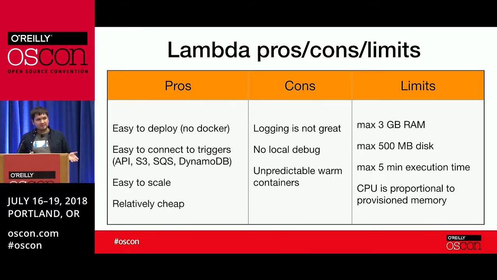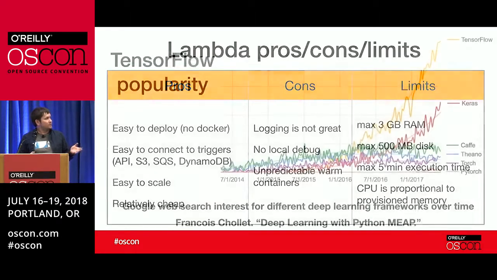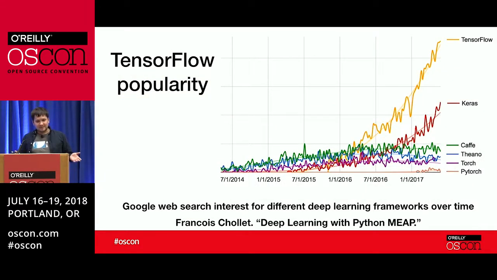So next, why I decided to put TensorFlow on Lambda. Because, well, I think a year ago it maybe was not that evident, but now TensorFlow basically rules the world of deep learning.